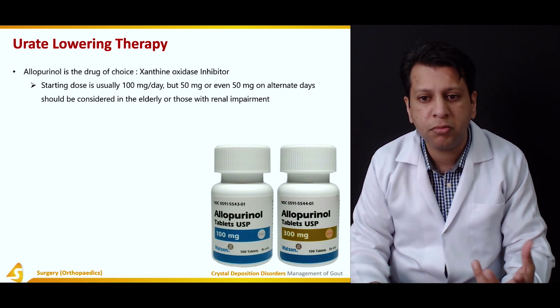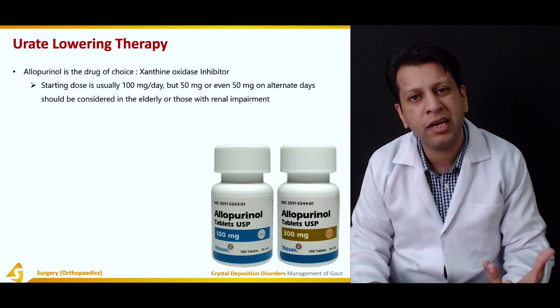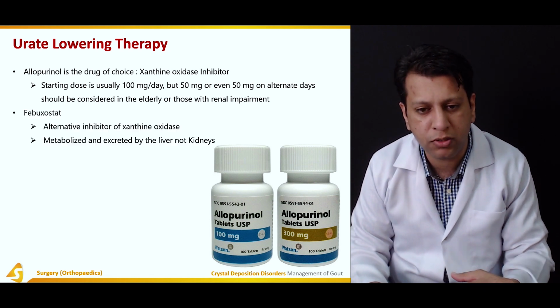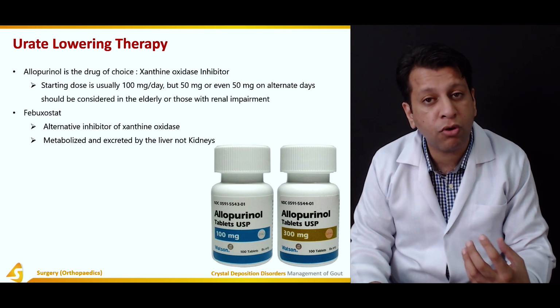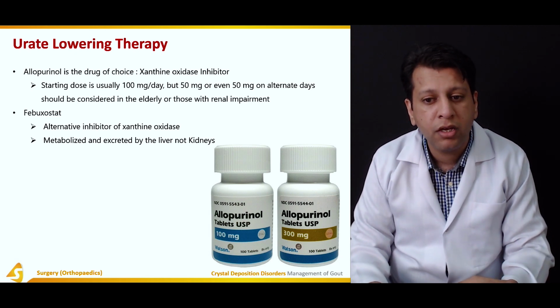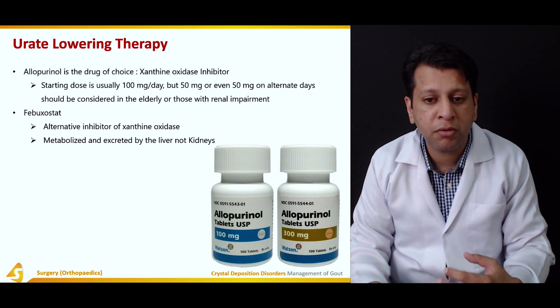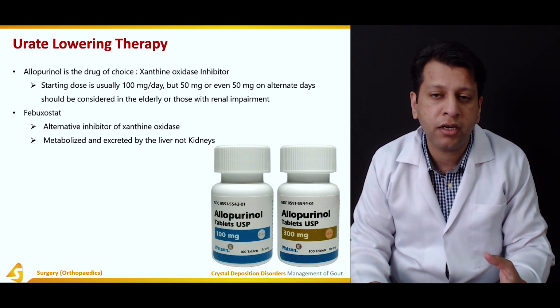The starting dose is 100 milligram, but you can go as high as 300 milligram per day as well. Other new alternatives include febuxostat, which is also a xanthine oxidase inhibitor, but there is a difference. It is metabolized and excreted by the liver, not by the kidneys.